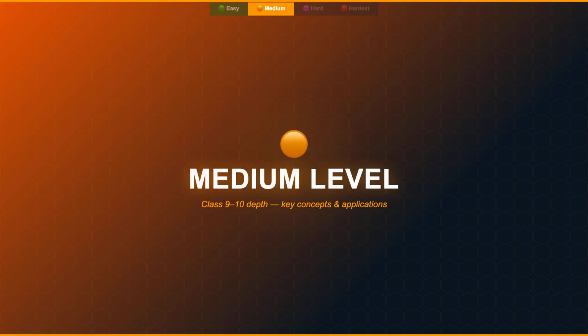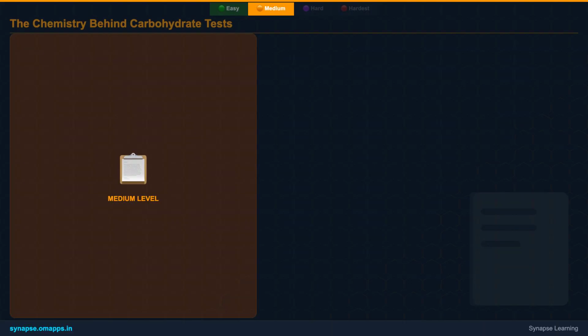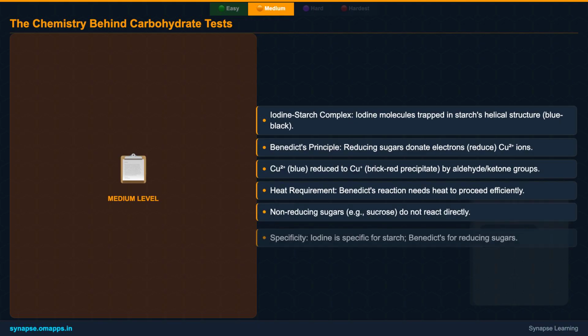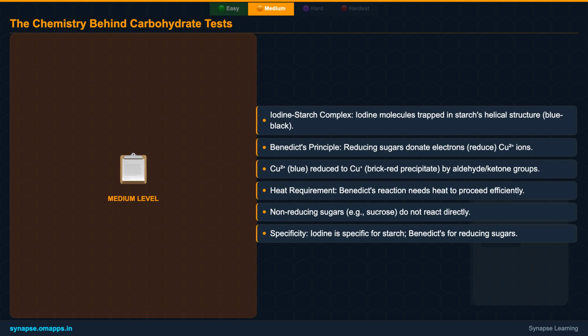Let's explore the fascinating chemistry that makes these food tests work. When testing for carbohydrates, the iodine test for starch works because starch molecules have a coiled, helical structure. Iodine molecules get trapped inside these coils, forming a unique blue-black complex. This specific interaction is why iodine only reacts with starch, not other sugars.